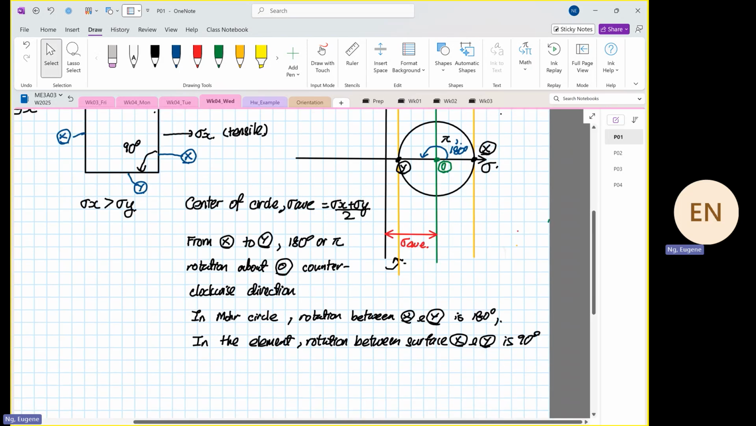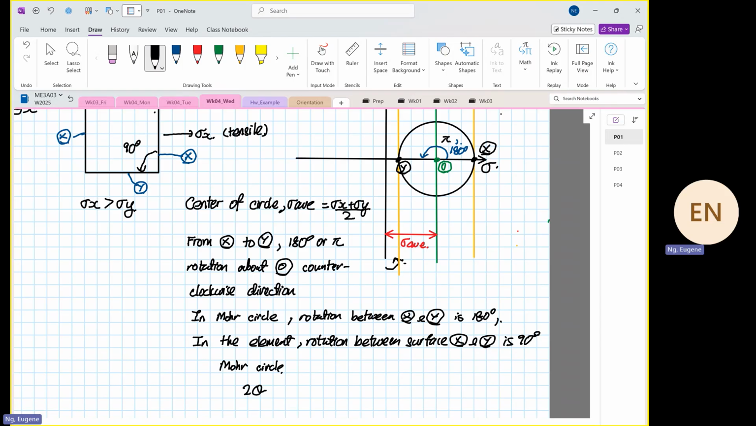Okay, i.e., on Mohr circle is 2 theta, let me write the other way, okay? So on the element, it is theta. On Mohr circle is what? 2 theta. Are we clear? Because of point X and point Y relative on Mohr circle and on the element.